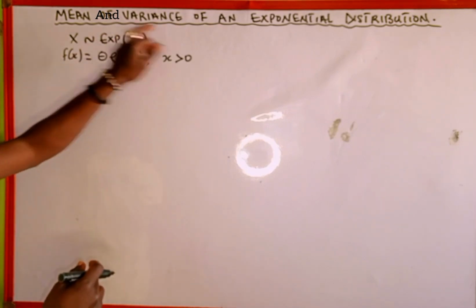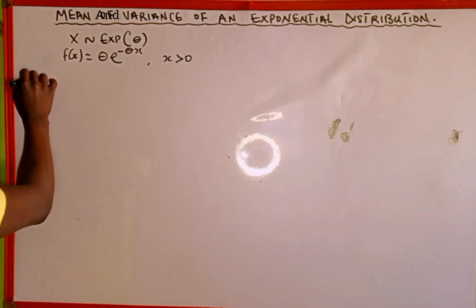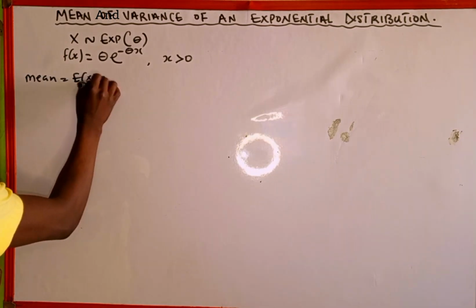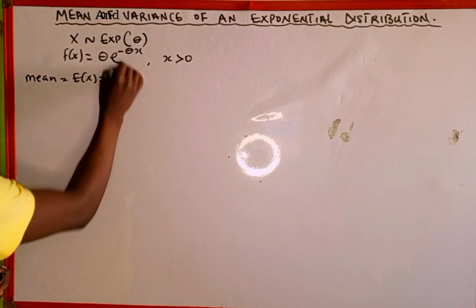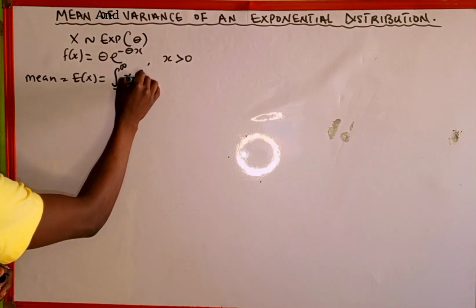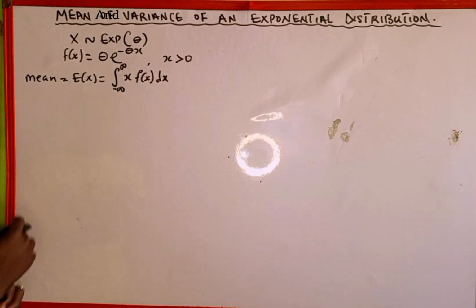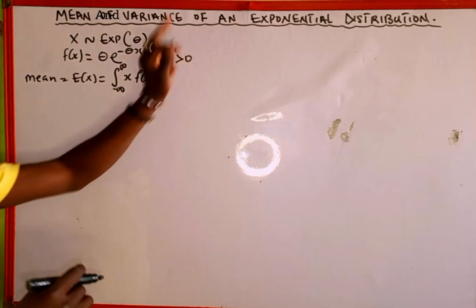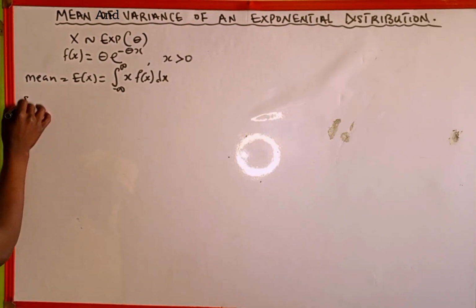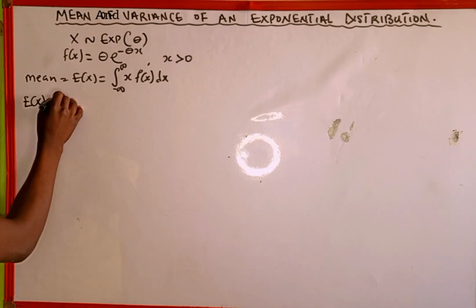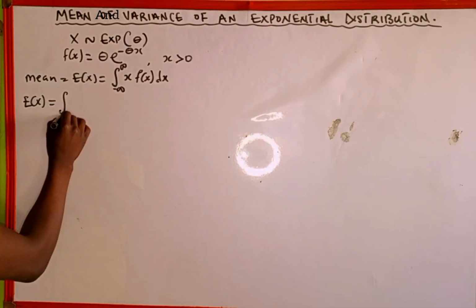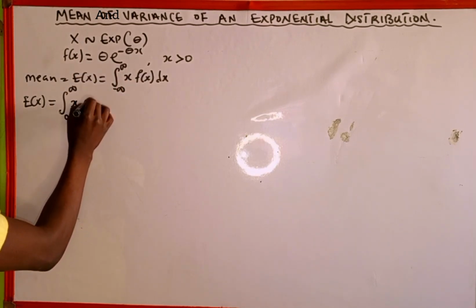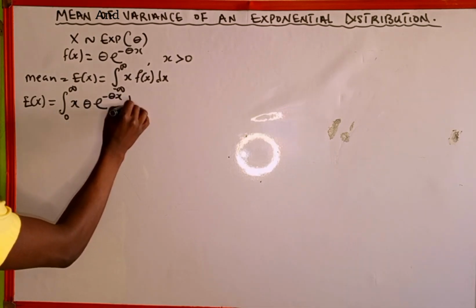Now, to look for the mean and the variance, first we are going to look for the mean. The mean is the same as the expected value of x, which is equal to the integral from negative infinity to positive infinity of x multiplied by f of x dx. So this is our function f of x, and the limit is from 0 to positive infinity. So the expected value of x will be the integral from 0 to positive infinity of x times theta e to the power minus theta x dx.